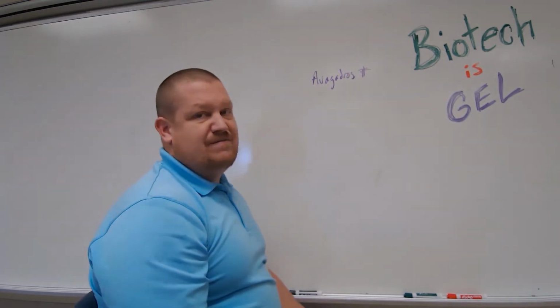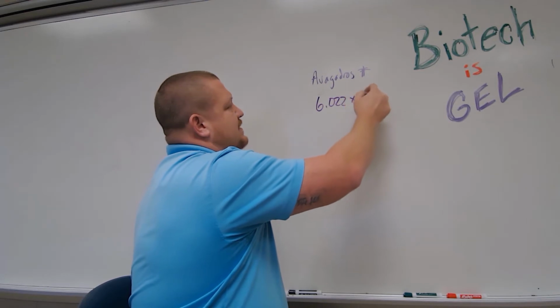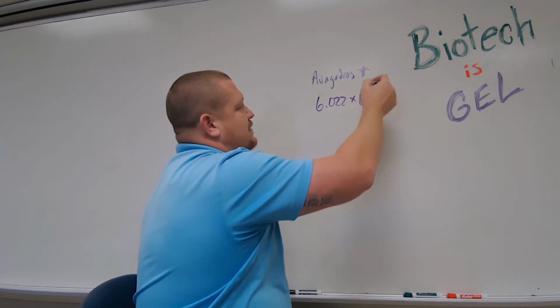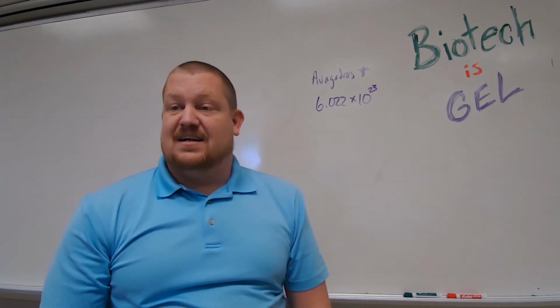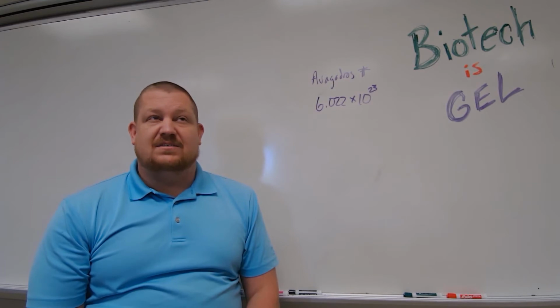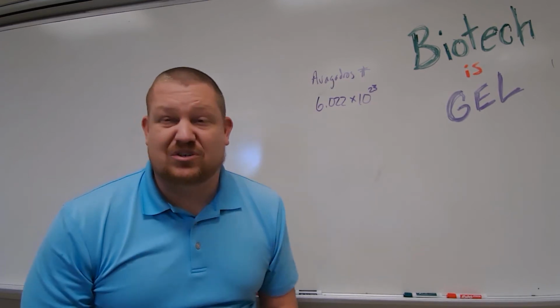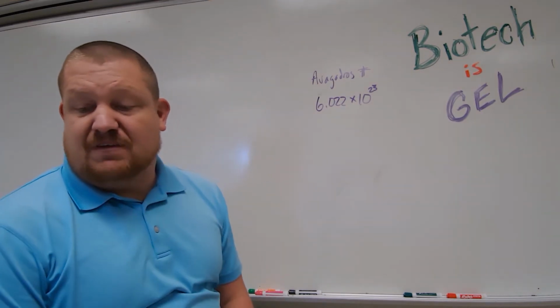It is a very, very large number. I suggest you just keep it to this: 6.022 times 10 to the 23rd. This is like 6,022 million, trillion, something. I can't remember. But it's a big number. What does conversion factor equal?